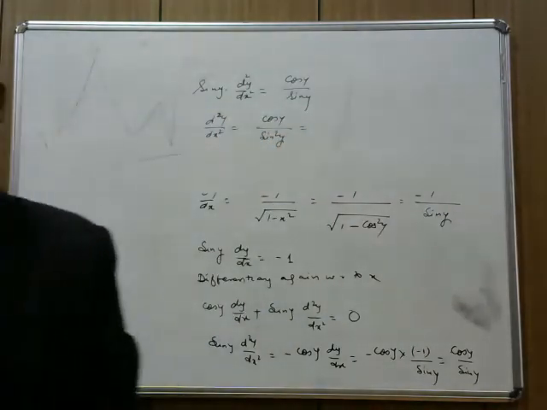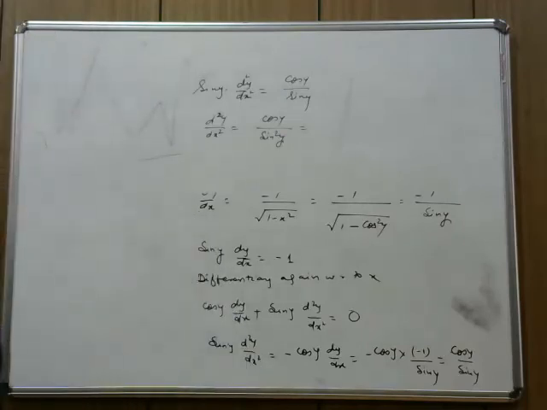Isn't it? So now d2y/dx square is cos y upon sin square y, which we can write what? Cot y, isn't it? Cos y by sin y is cot y, into cosec square y.